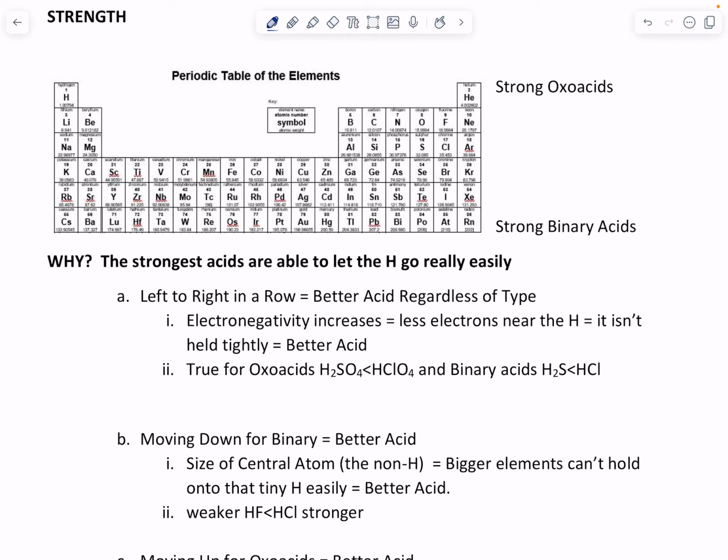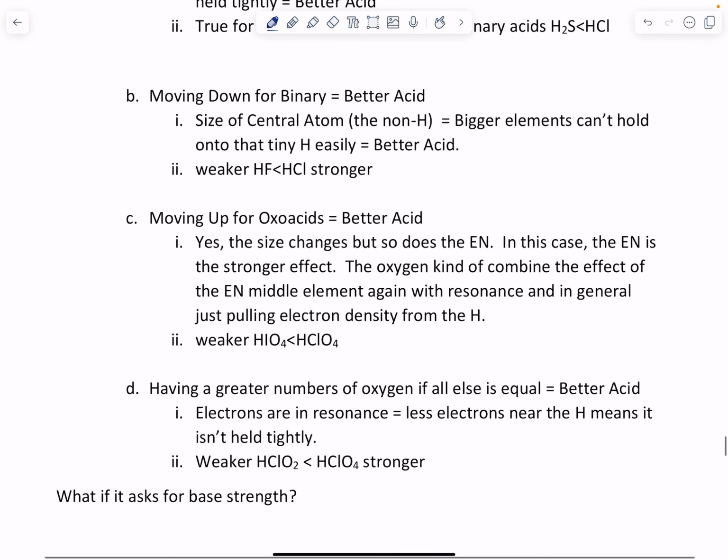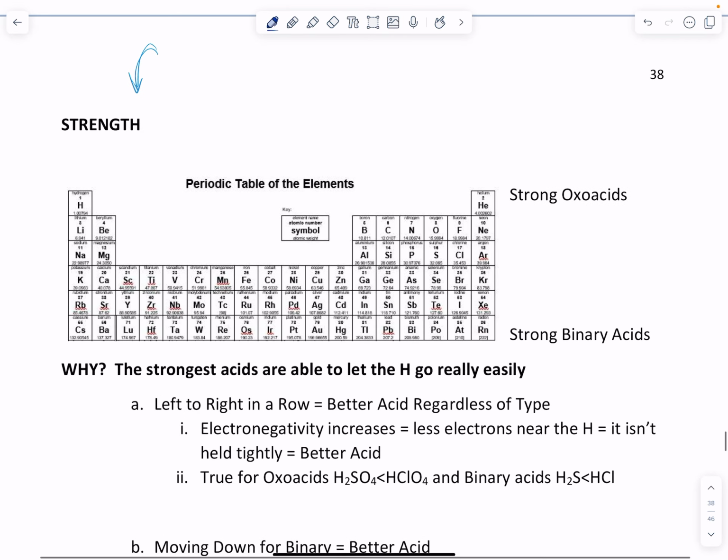So how do we deal with strength on the periodic chart? There are some nice ways to look at this that make some of it easier. You can think of them in terms of overall trends. The explanations in here are explanations for why the trend is what it is, but you can also just learn the trend.